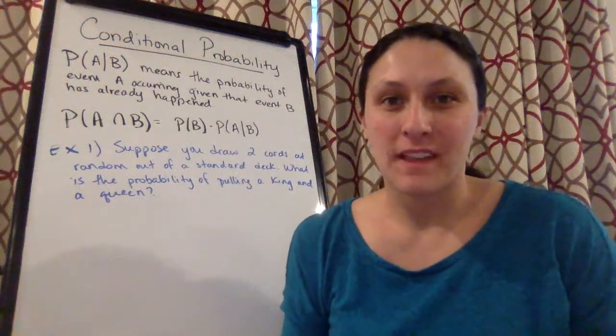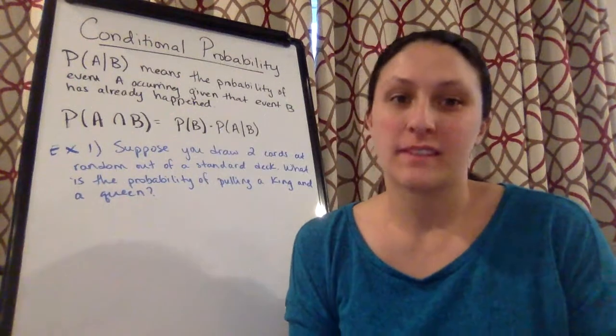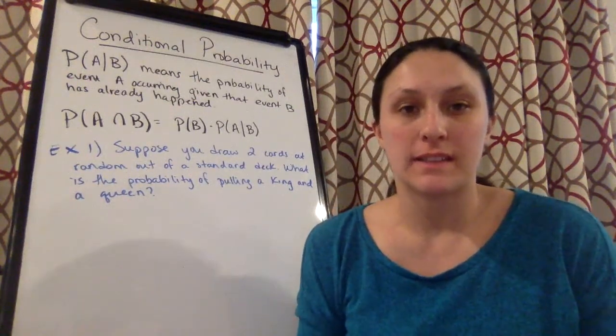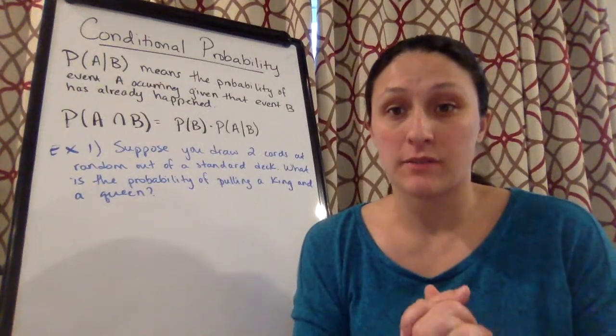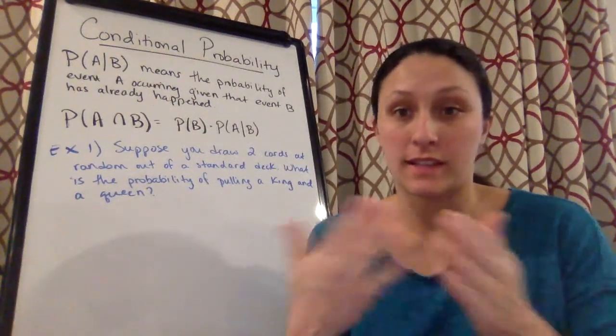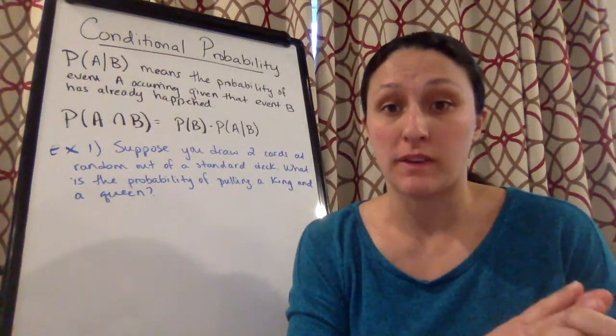Hi everyone. In this video, we're going to talk about conditional probability. Conditional probability means that you have some condition that has been given to you that has already been met, and then you're asked to find a probability based on already knowing that condition has happened.